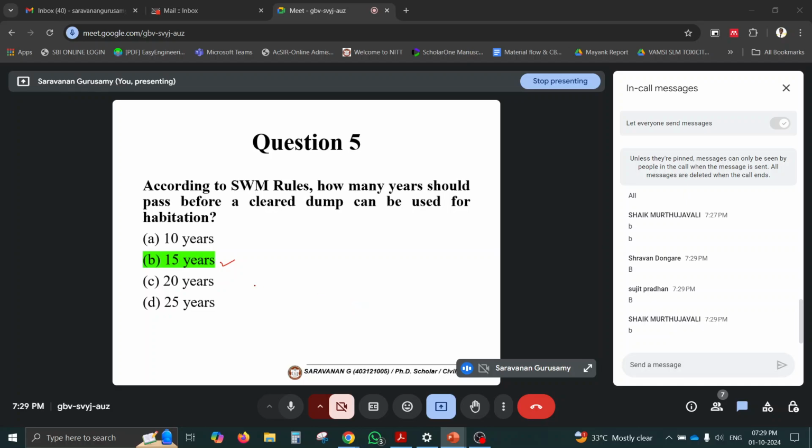Yeah, at least 15, because what are the reasons? There may be some leachate present. There may be some landfill gas generation, flammable gas. So these are the two major problems.